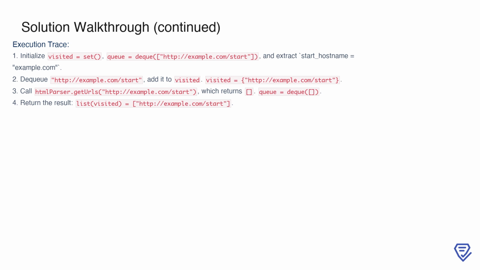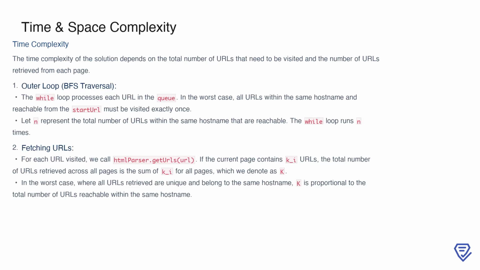to other pages. The time complexity of our solution is influenced by two main factors: the total number of URLs we need to visit and the number of URLs fetched from each page. First, consider the outer loop, which performs a breadth-first search traversal. This loop processes each URL in the queue, and in the worst-case scenario, every unique URL within the same hostname that is reachable from the starting URL must be visited exactly once. Let's define this total number of URLs as n. Consequently, the while loop executes n times.